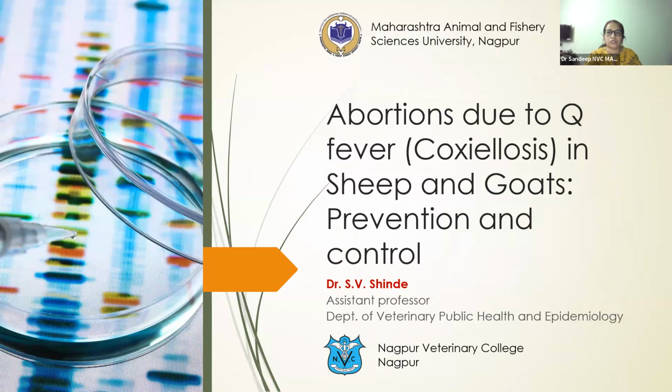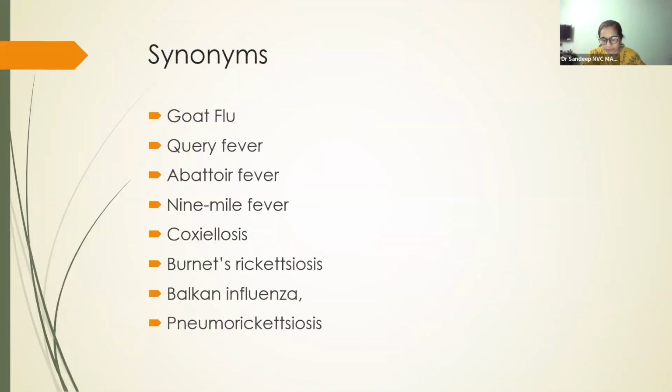Today's topic is abortion due to Q fever, that is coxiellosis, which is known as coxiellosis in most cases in animals. In case of abortion, infectious and non-infectious causes are there. Today we are going to target one portion of the infectious causes, that is Coxiella burnetii, which is responsible for abortions in sheep and goats.